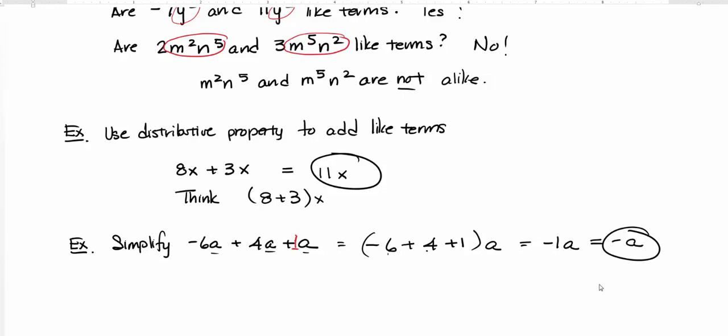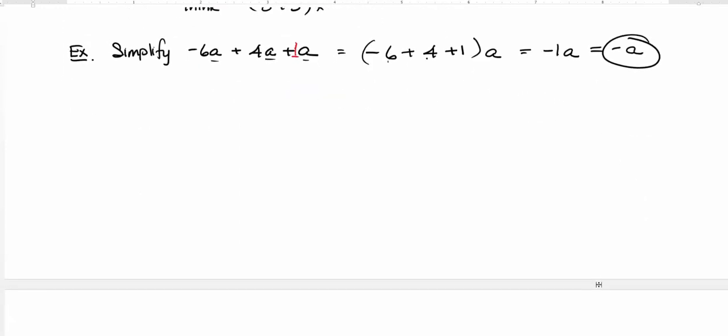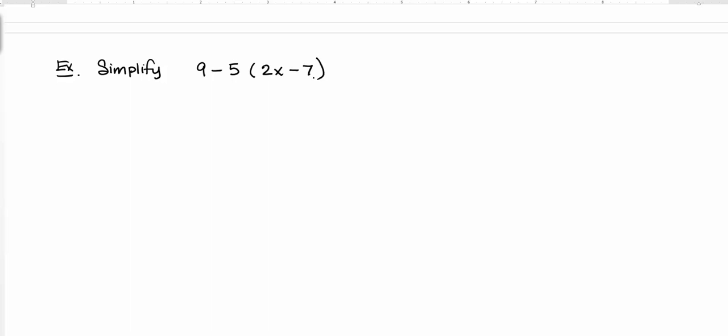Okay, so let's do a couple more examples. Just help us understand how to simplify these algebraic expressions. So let's come up with this. Let's say simplify 9 minus 5 times the quantity 2x minus 7.